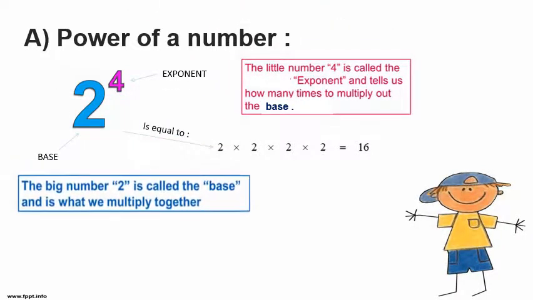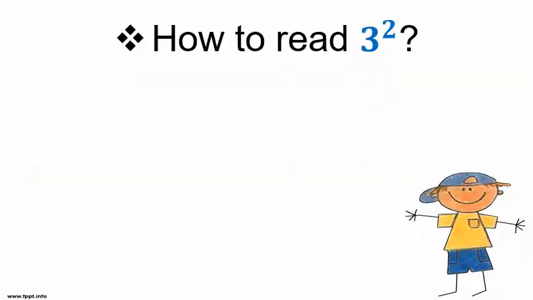Okay, what does the base indicate? The base indicates which number I'm going to multiply by itself, and the exponent indicates how many times I multiply this number by itself. 16. Okay, now let's see.